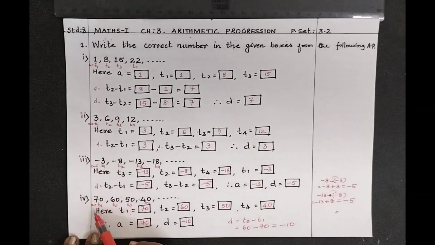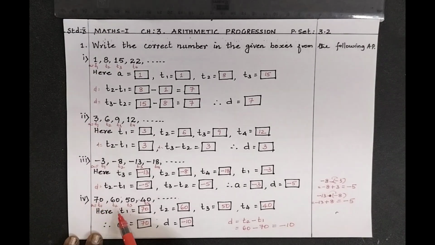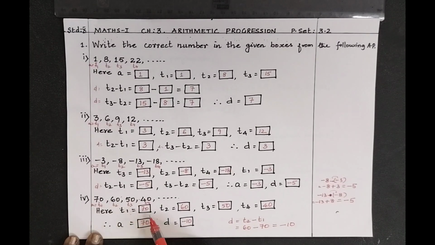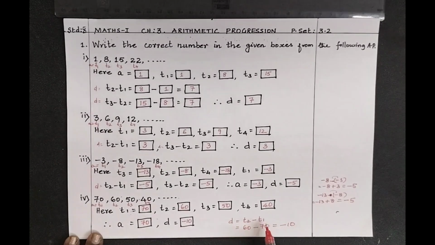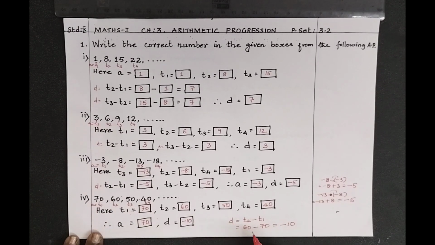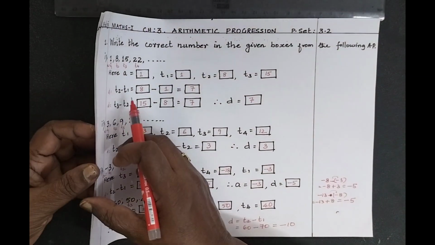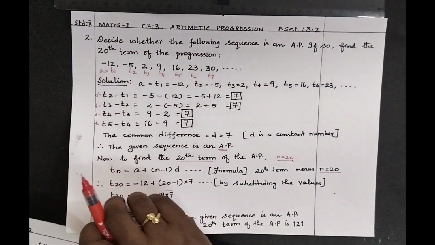Fourth sum 70, 60, 50, 40, etc. So 70 is the first term, that is A and T1 is 70. T2 is 60. T3 is 50. T4 is 40. A is what? First term, that is 70. Now D is what? D is T2 minus T1, second term minus first term. So 60 minus 70, that is equal to what? Minus 10. Even if the second term is smaller than the first term, we have to go according to the formula.